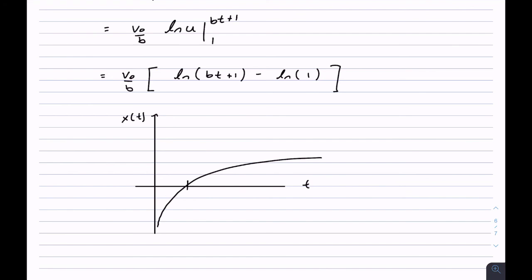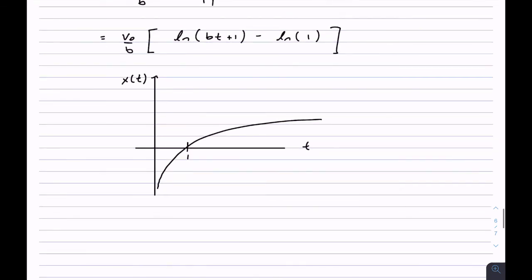What I'm trying to show is that this crosses at 1. x goes to 0 as t goes to 1, okay? So that's nice that we can get rid of one of these terms. So now we're left with x of t is equal to v naught over b ln bt plus 1. Cool. Well, this is sort of a weird function to look at and try and determine what's going to happen.